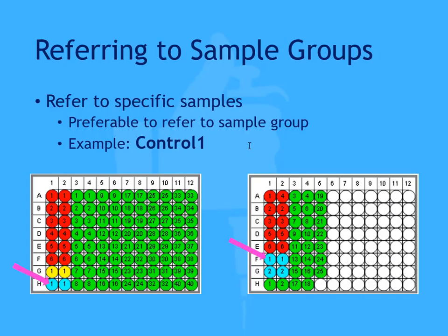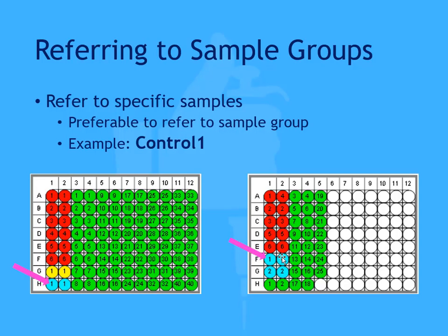On the other hand, referring to sample groups will allow you to specify the sample group of interest regardless of where on the plate it is located. So I can use Control 1 as my operand, and in the example on the left, it will refer to wells H1 and H2. And in the example on the right, it will refer to wells F1 and F2. This is normally preferable to using a positional operand because in this case you will not have to rewrite your expressions each time you change the plate layout. This is a major benefit to using MyAssays Desktop when compared to a spreadsheet. With MyAssays Desktop, you can easily apply a different sample layout without needing to amend your expressions.